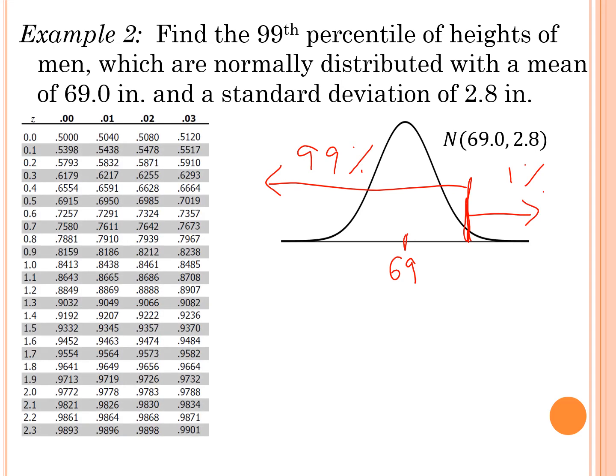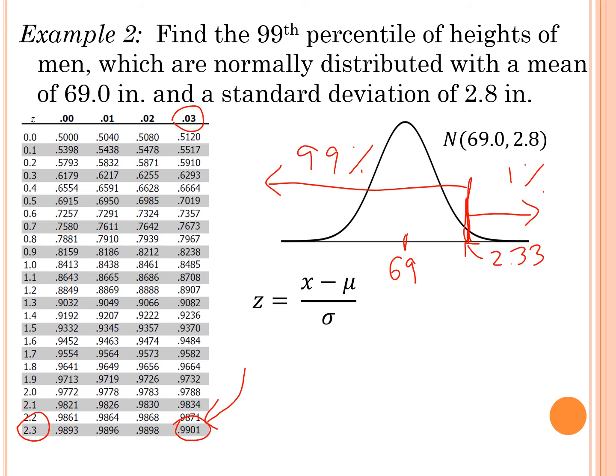We're looking in the middle of the table, because we don't have a z-score, we have an area. We can see down here at the bottom, 0.9901 has a z-score of 2.33. All right, so the z-score for this is 2.33.